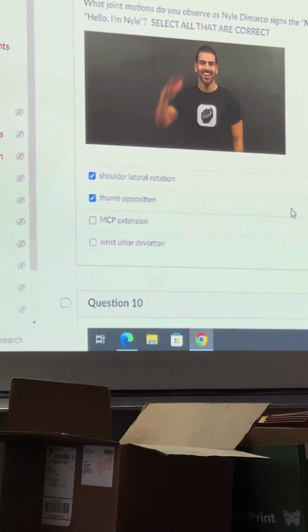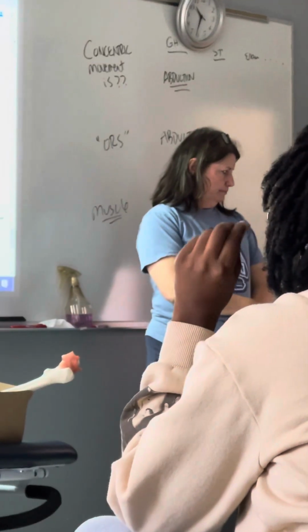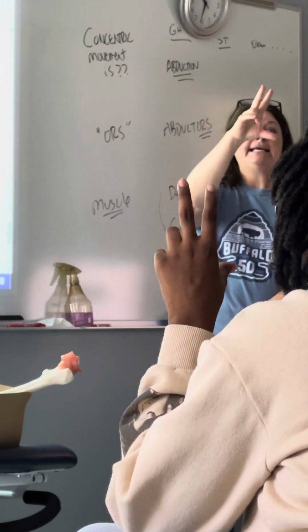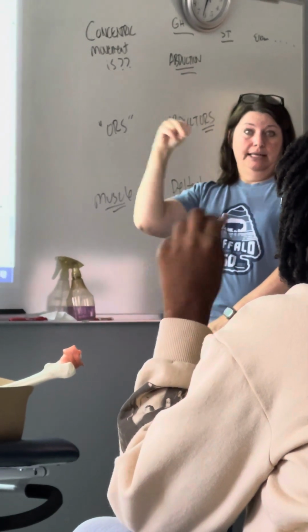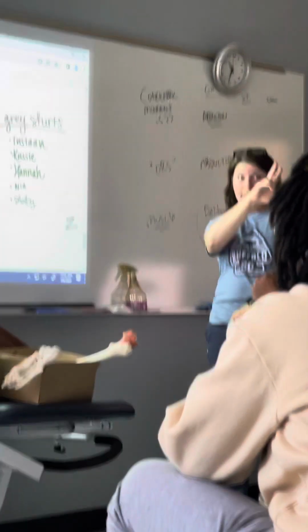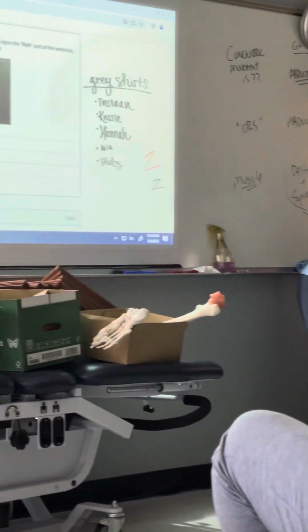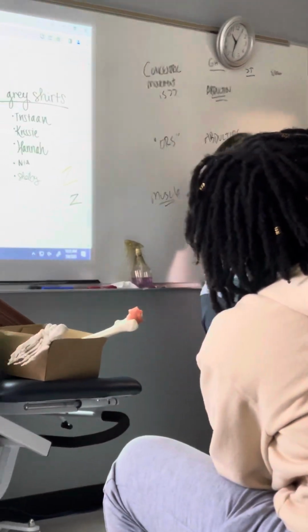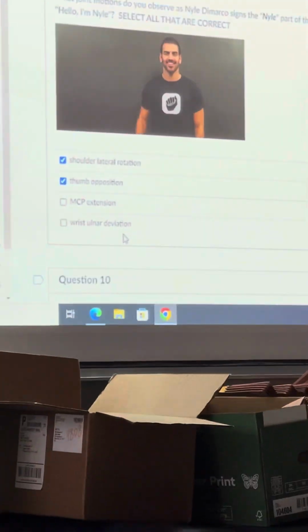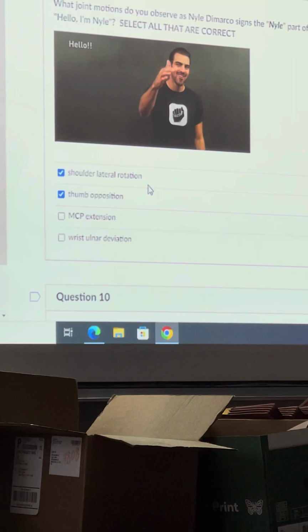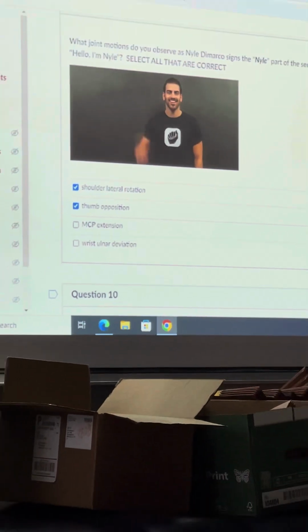Right there, okay? Do we see MCP extension? Yes. I don't see it. I see flexion. Oh, yeah, flexion. He's closing them in, flexion. Do we see wrist ulnar deviation? No. Just radially a little bit. If anything, I don't see any deviation really, we're gonna leave that one alone. I just see those first two. Definitely not.